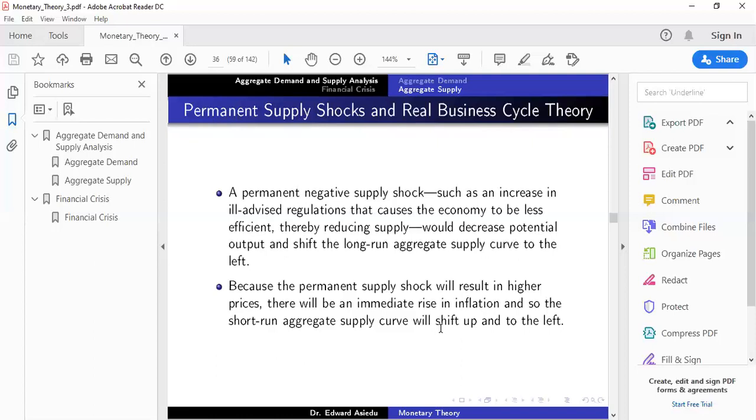It's like your economy has just contracted. It's become much smaller, and so the effects are very instantaneous, or can be instantaneous. Because the permanent supply shocks result in higher prices, there will be an immediate rise in inflation, so the short-run aggregate supply curve will shift also to the left.